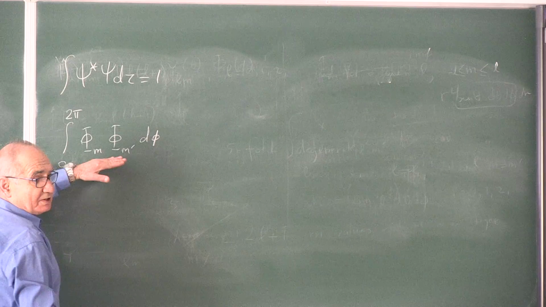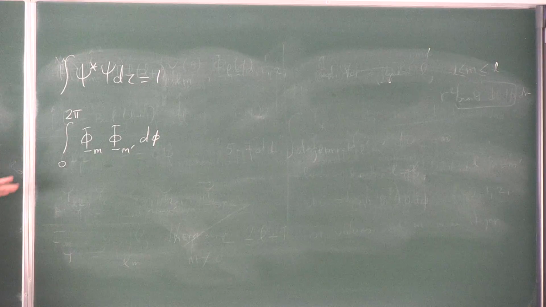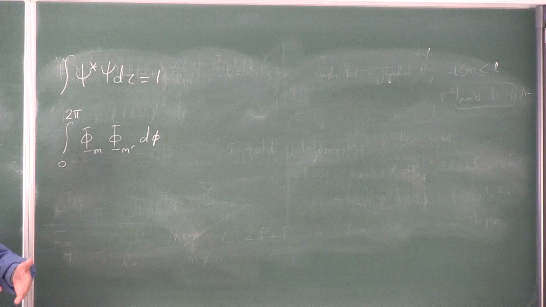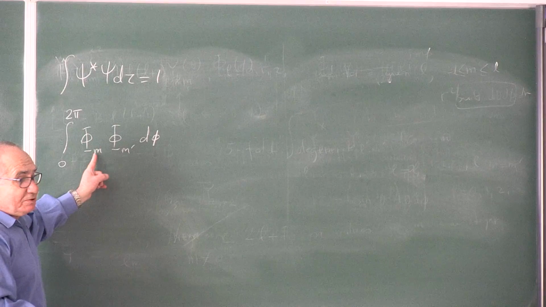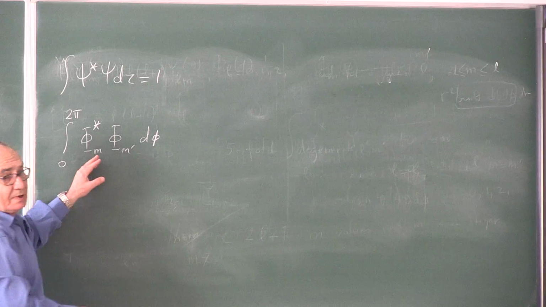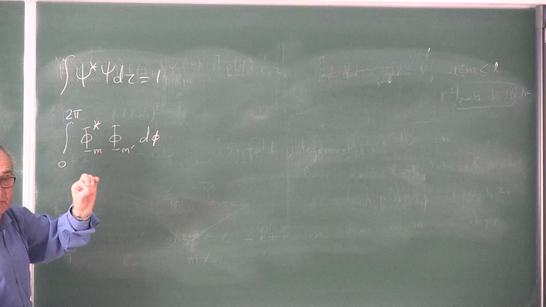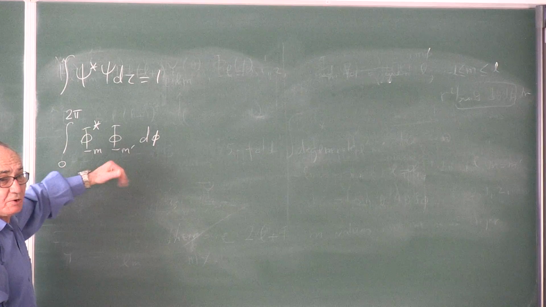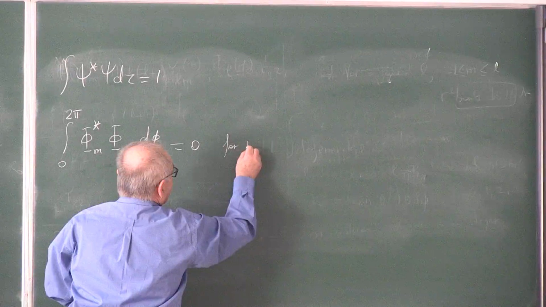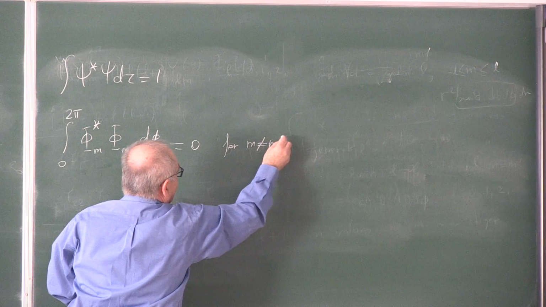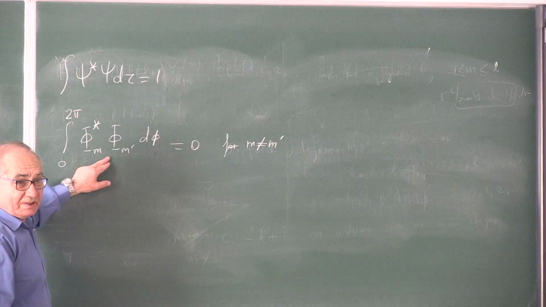The value of this integral, you may do it explicitly by substituting this expression, all right? But you may also use the general principle that whenever m is different from m prime, the two functions are different. And therefore, they must satisfy orthogonality property, which means the value of this integral is going to be 0. If m is the same as m prime, then it is the normalization integral for this function.